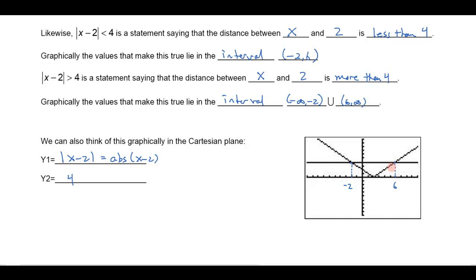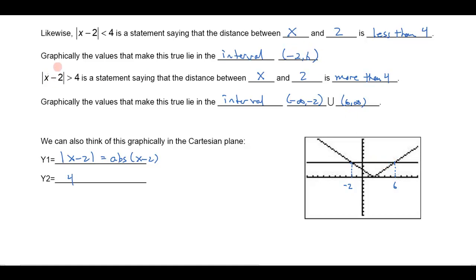And if I wanted to know where the absolute value is less than the 4, you could see that's the same as saying where's the V-shaped graph less than, or below, the horizontal line. And you can see it's less than right here. And that corresponds to this interval between -2 and 6. For any of these x's between -2 and 6, the V-shaped graph is below the line y equals 4. Notice that corresponds exactly to this up here.